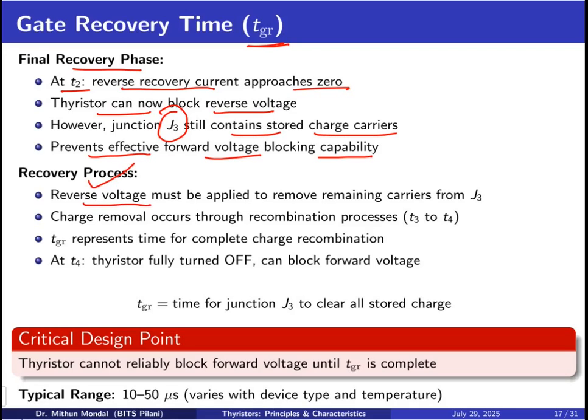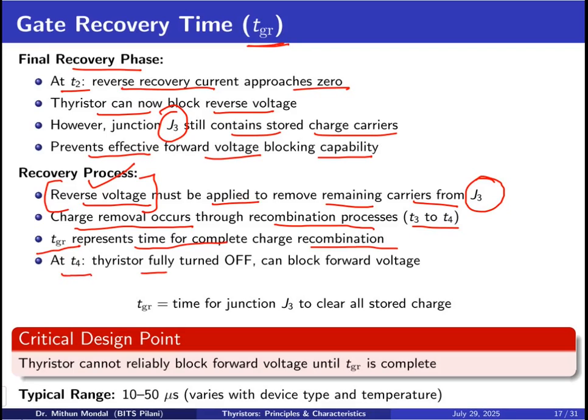The reverse voltage must be applied to remove the remaining charges present in junction J3. So you need to apply a certain reverse voltage. The charge removal occurs through the recombination process in the duration T3 to T4. The gate recovery time represents the time for complete charge recombination, and at time T4, the thyristor will be fully turned off and can block the forward voltage.